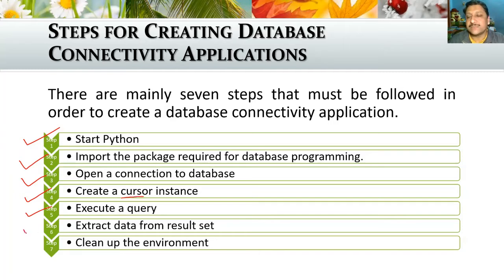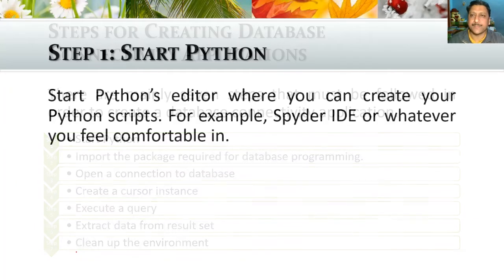Then a result set we have to create, and then from those result set we have to extract data, and then using print statement we have to display those data on the desktop of the computer. Okay, then finally we have to clean up the environment. We have to close the connection. Okay, see, one by one we are going to learn these steps.